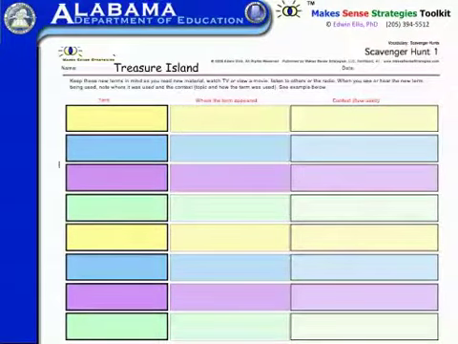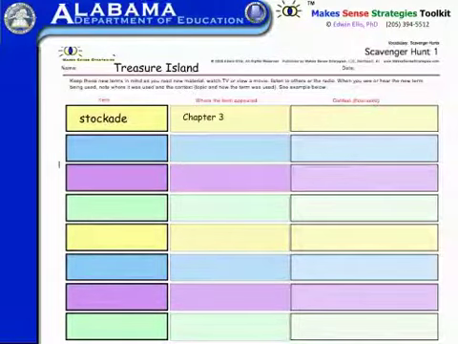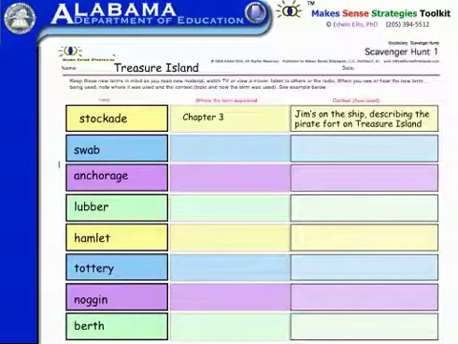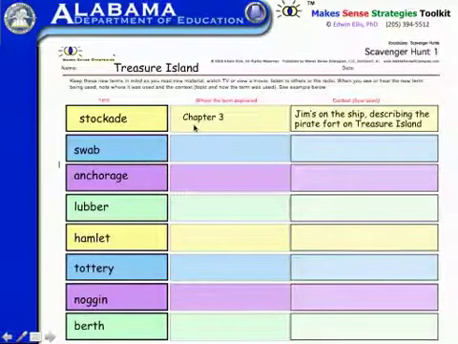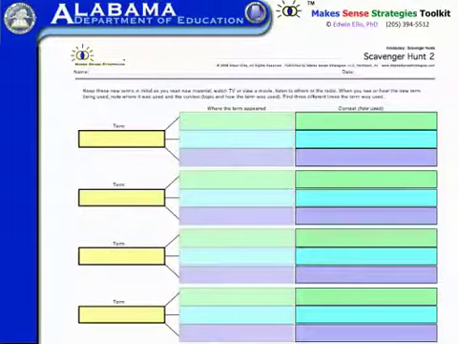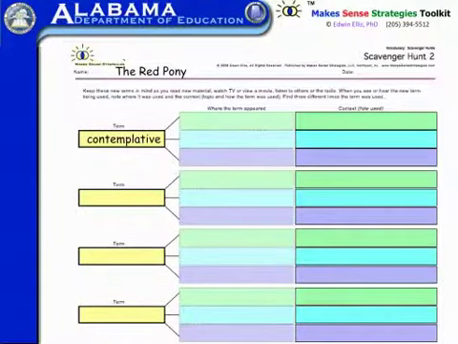So for example, let's say we're studying Treasure Island and one of the words was stockade. Well, where that term appeared was in chapter 3, and the context was Jim's on the ship describing a pirate fort on Treasure Island. And so you have all these other terms. Now, some of these terms may appear in the book itself, or they may appear in different contexts, in articles about pirates or TV shows about pirates, etc. So it's just where the term appeared and what was the context in which it was being used. This is similar. Like for The Red Pony, you have contemplative, disciplinarian, carrion, and saunter.